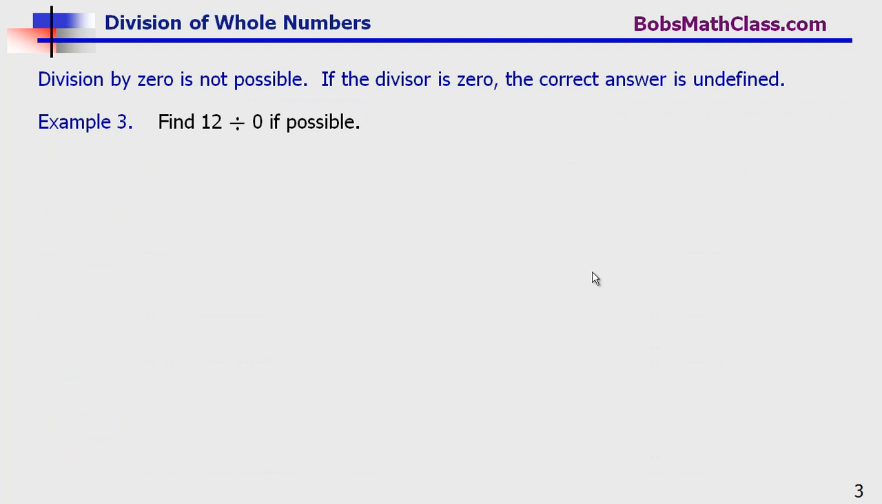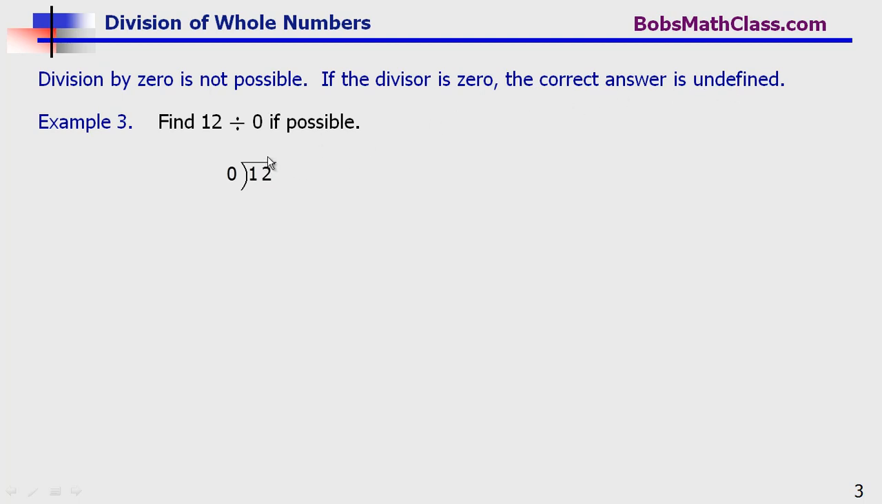Division by 0 is not possible. If the divisor is 0, the correct answer is undefined. So here's our problem, 12 divided by 0, if possible. Well, we already said it's not possible. Let's try to do it anyways, because sometimes we want to try to understand why it is not possible. So 0 into 12. Well, it doesn't matter what number you put up here. 0 times whatever number you put here is going to be 0. Now, a lot of times when we say 12 divided by 0, some people think the answer is 0. It's not 0. You have to write undefined.